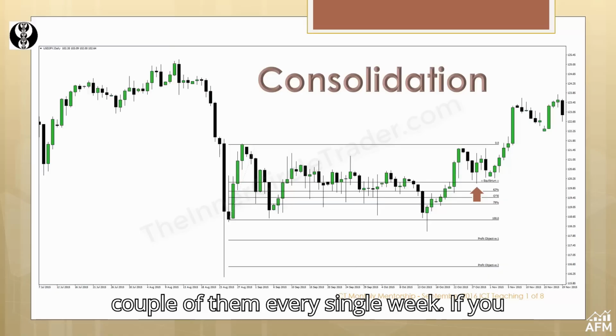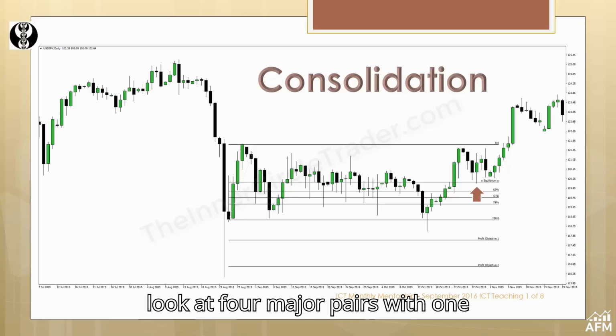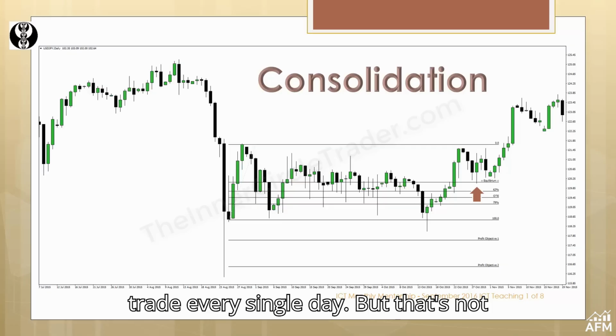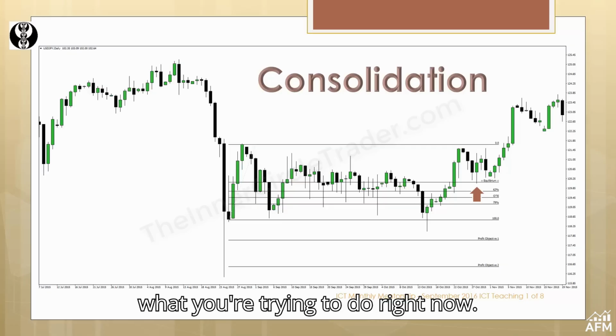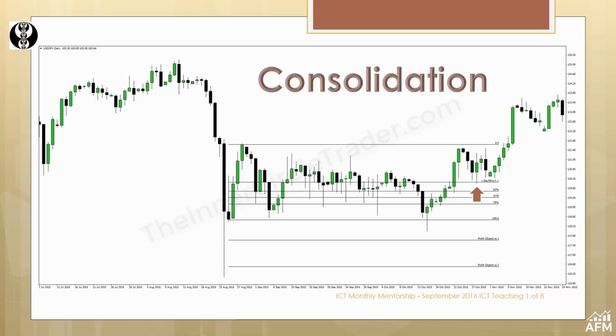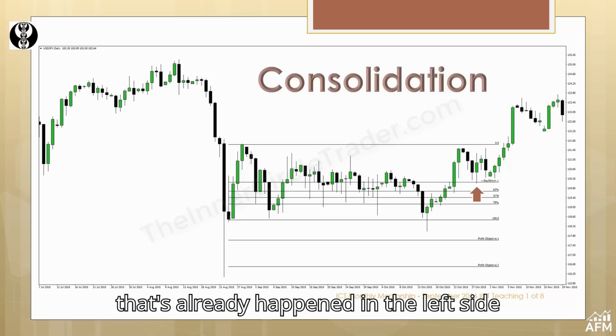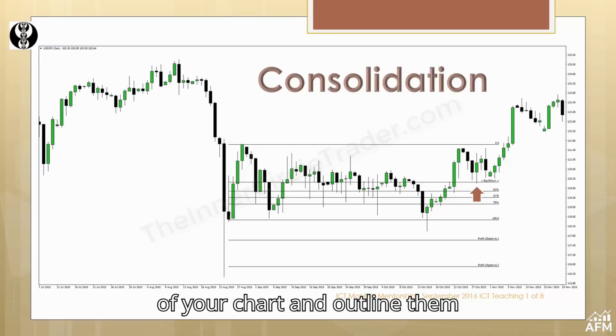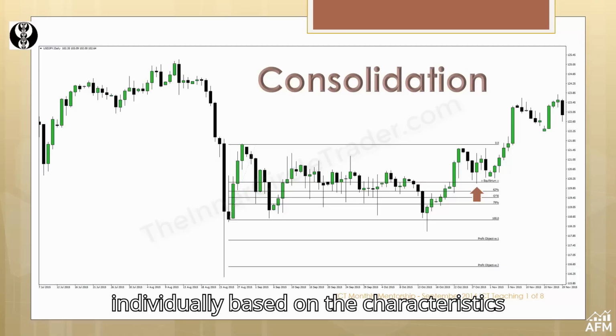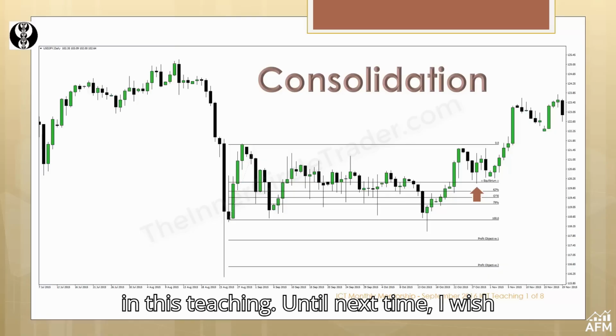You're not going to get a trade every single day, but you can get a couple of them every single week. If you look at 4 major pairs with one condition or criteria, you'll find a trade every single day. But that's not what you're trying to do right now. You're going to grow into that over time. But for now, just go through your charts and try to look at all the examples that's already happened in the left side of your chart and outline them individually based on the characteristics and elements that we've identified here in this teaching.